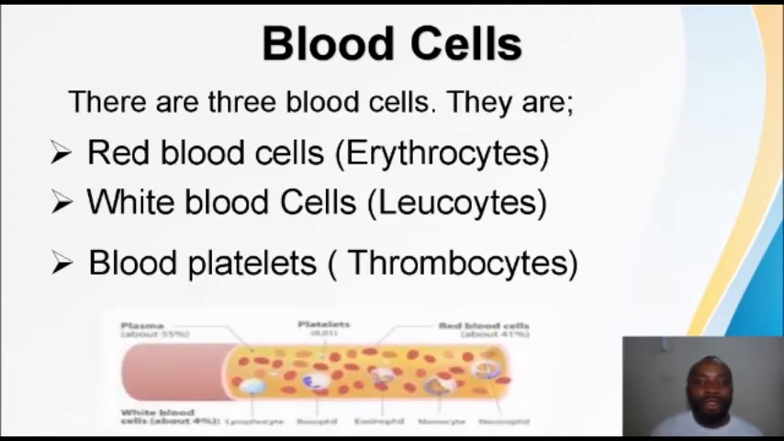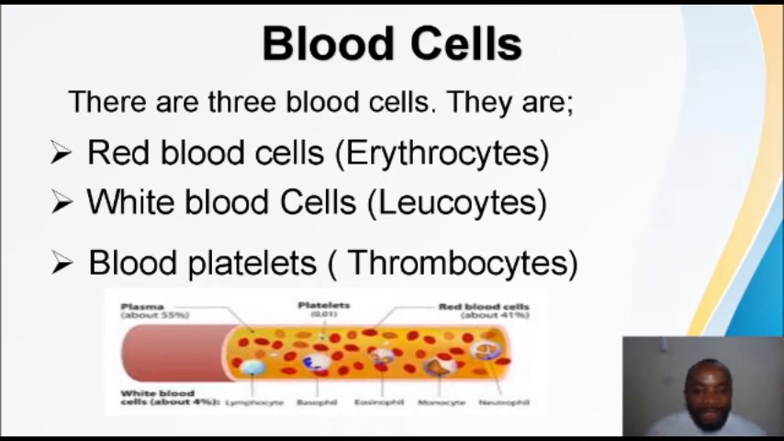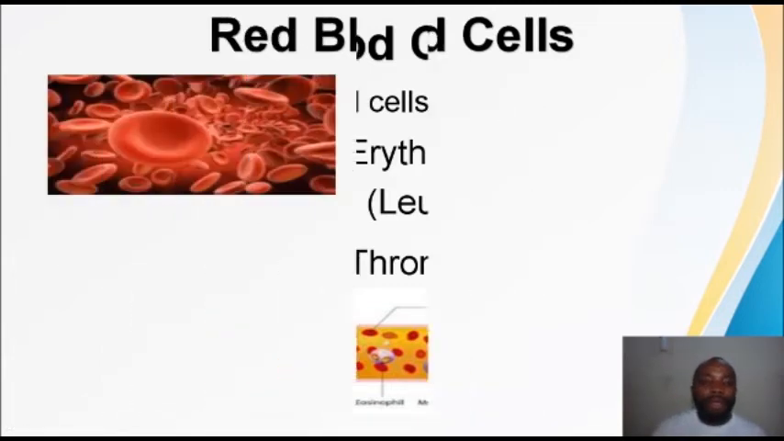Now let's look at the first one. This is the blood vessel. We are actually trying to show you the blood. You see, this is the blood plasma. Inside it, you see things that are floating. The red ones are the red blood cells. The white ones are different types of white blood cells. While the small ones are the blood platelets. They are just too small.